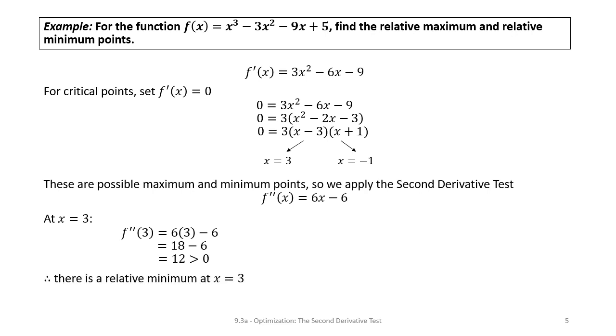So therefore, we can conclude that there is a relative minimum at x equals 3 because x equals 3 had a critical point, and the second derivative was positive at this point.